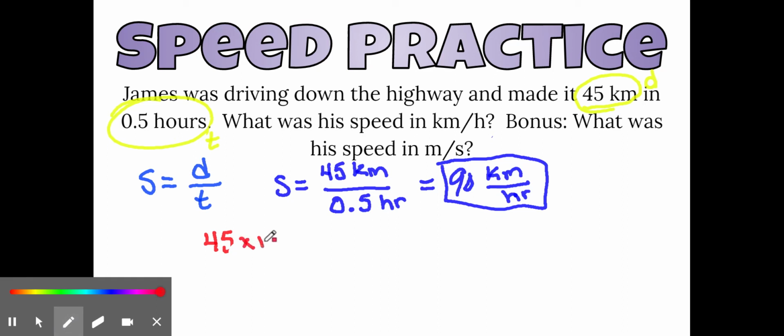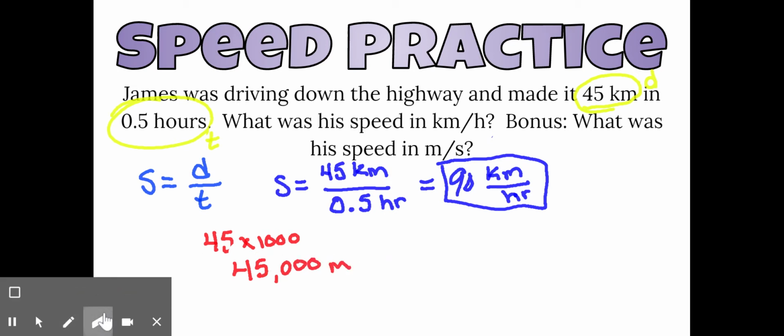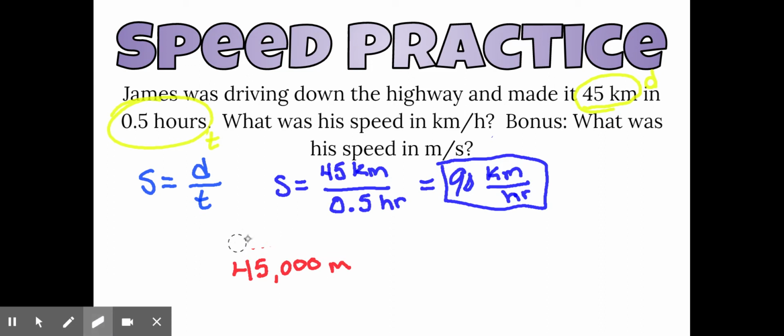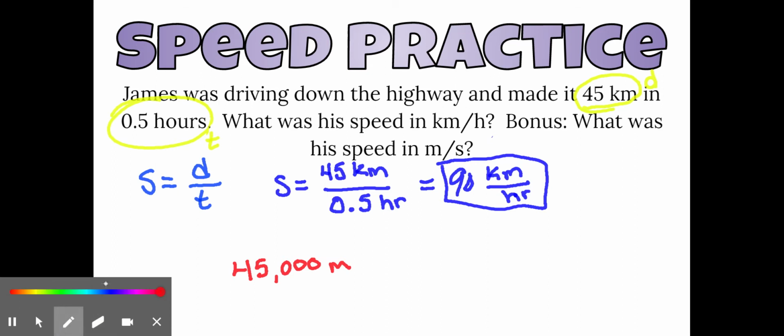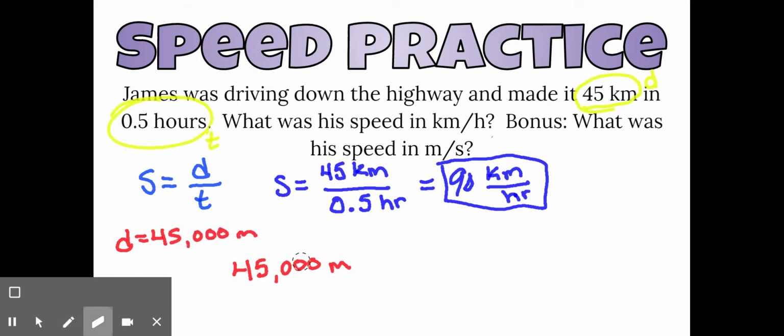So we're going to multiply this number by 1,000, or add 3 zeros to the end of it, and we're going to get an answer of 45,000 meters. All right, so that's how far he went in meters. So our new distance is 45,000 meters. I'm just going to put D equals 45,000 meters right up here.